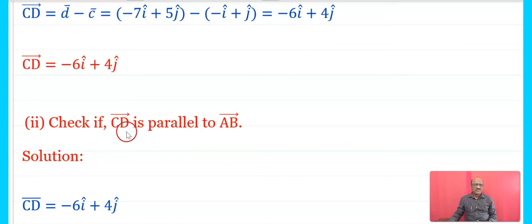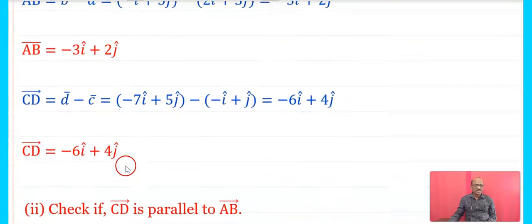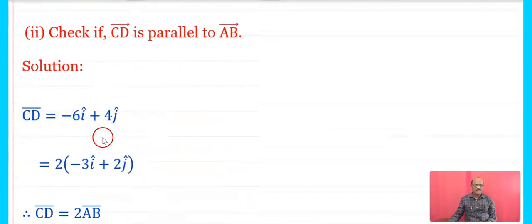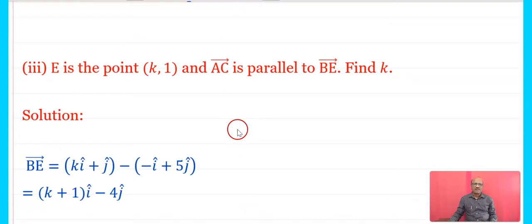Check if CD is parallel to AB. Now here is CD. CD bar is equal to minus 6i cap plus 4j cap, and if you take 2 as common, then in bracket you will get minus 3i cap plus 2j cap, and what is this minus 3i cap plus 2j cap? That is nothing but AB bar, and hence CD bar is equal to 2 times AB bar, and therefore CD bar and AB bar are parallel.